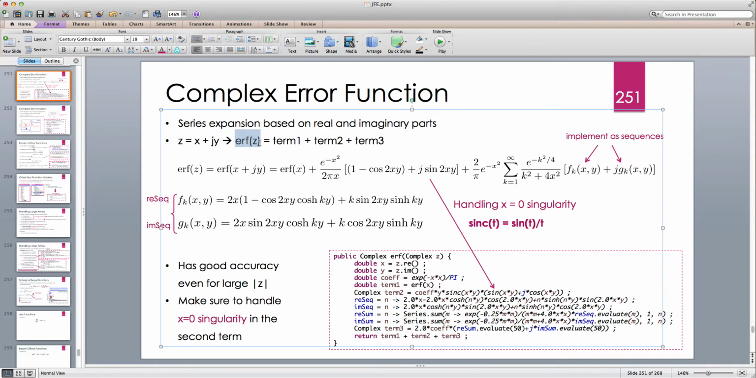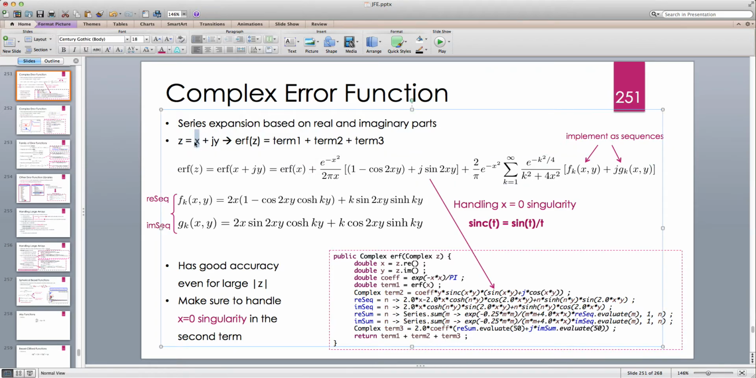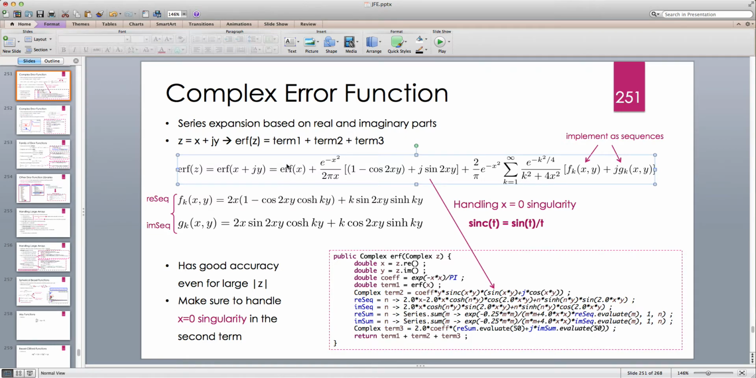So the error function of z has 3 terms: term 1, term 2, term 3, and term 3 is basically a series from 1 to infinity. So basically the goal is to write the value in terms of the real and imaginary parts, x and y. Term 1 is just the error function of the real part. So you take the real part, calculate the error function, which we already have done. Term 2 is e to the minus x squared over 2 pi x, times (1 minus cosine of 2xy plus j sine of 2xy). And j is the imaginary number.